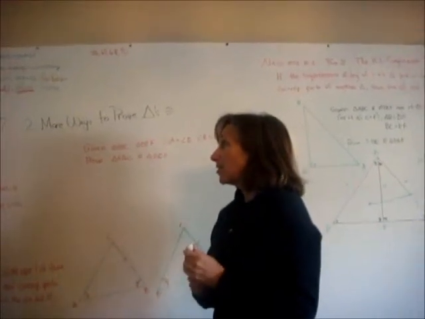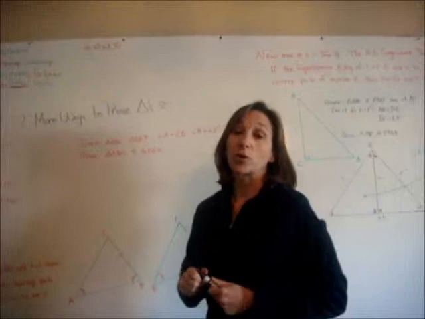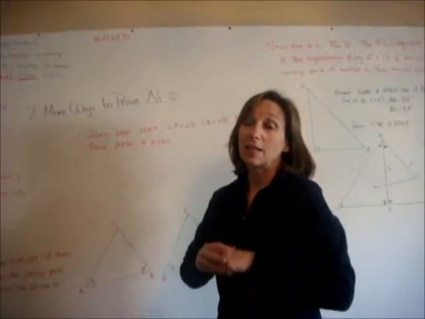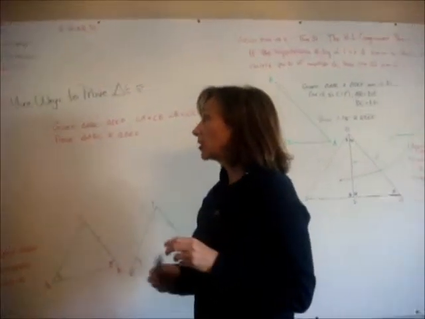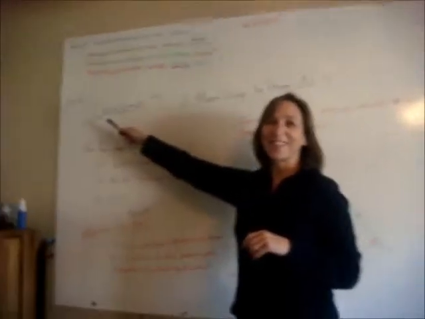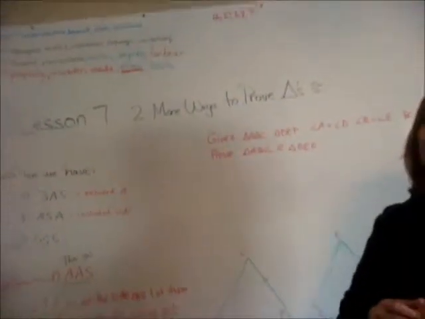This is lesson 7. You might have already done this one or tried it. I'm going to explain the theorems in the chapter. So this is chapter 6, lesson 7. This is 2 more ways to prove triangle congruencies.